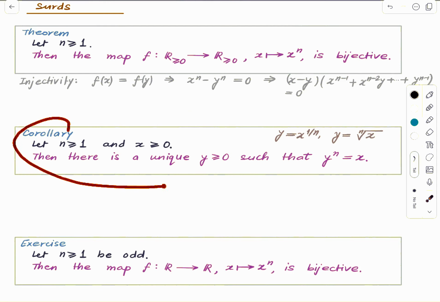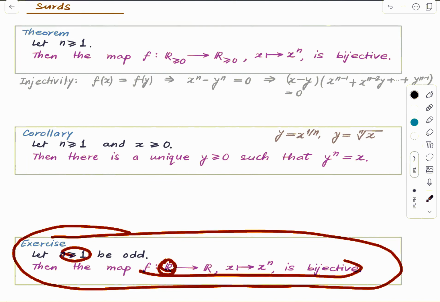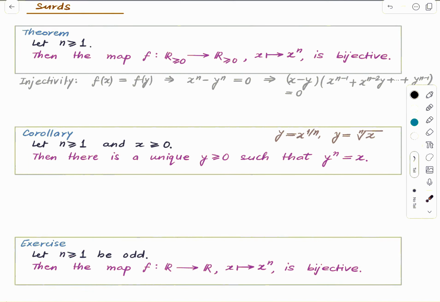Fine, so this is one corollary. And here is the exercise. For odd n, this map, which is defined on the entire reals, is bijective. Right? So that is what I was trying to say here. If n were even, then you may have two different nth roots, so to say. But if n is odd, then you have only one nth root. So just please make sure that you understand all three statements.